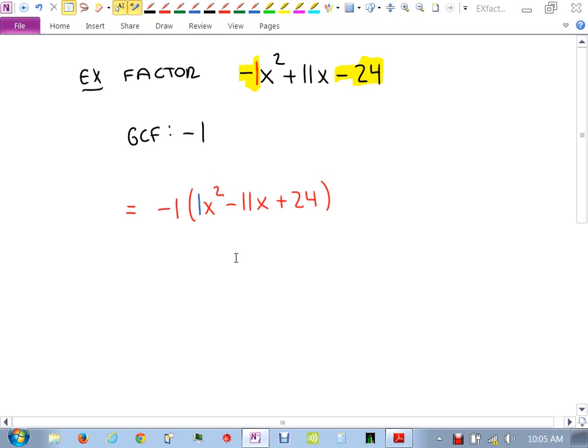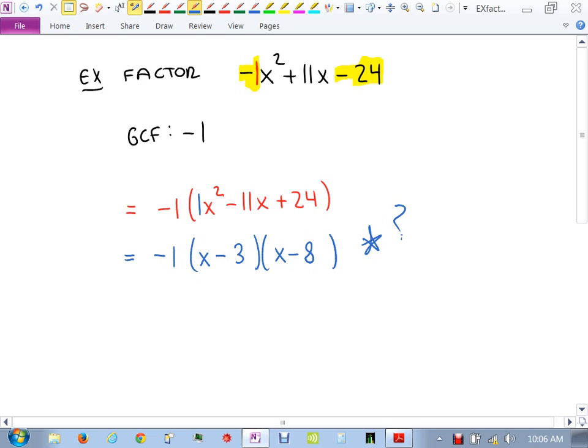All right. So what does this break down to be, everyone? You have the negative 1 out here still. Those three terms break down to be x minus 3, x minus 8. Okay. All right, so do you know how to do that?